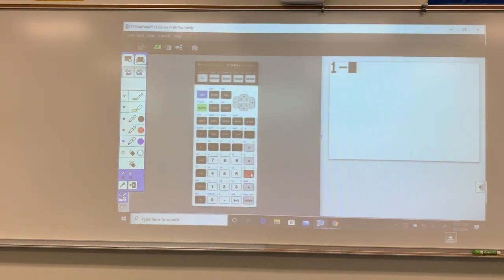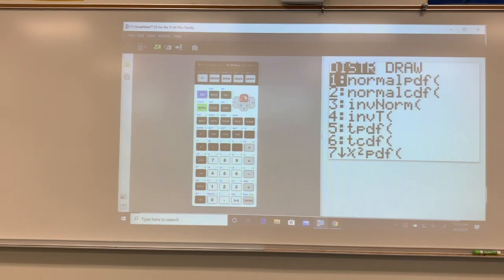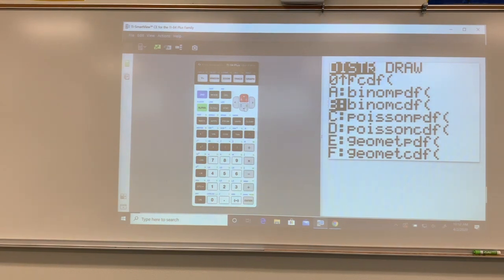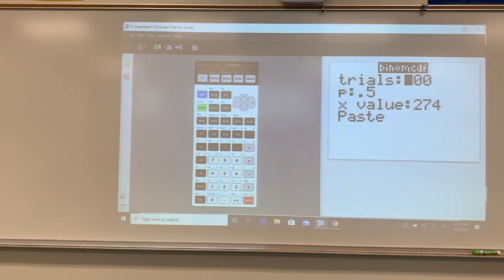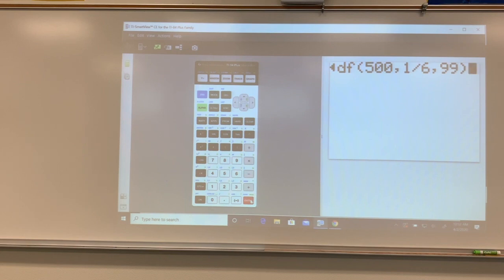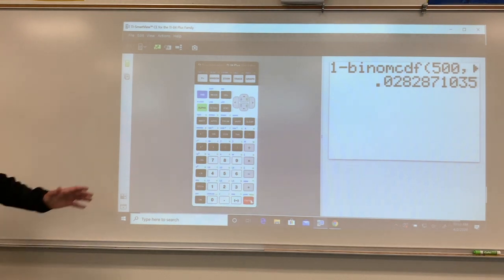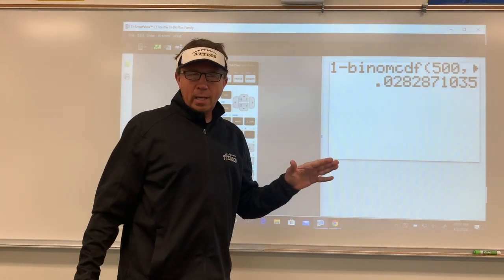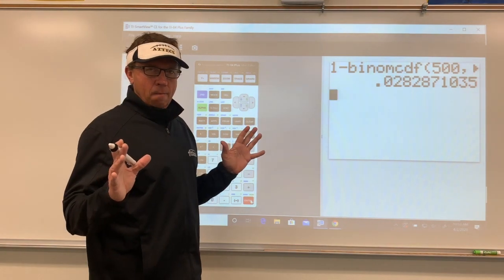Okay, I'm going to go 1 minus second distribution, binomial CDF, and I have 500 trials. The probability of success is 1/6, and I want 99. So I'm going to paste that all together and click it, and there is my exact answer. So the exact answer to this is 0.0283. The other ones were approximations, and they're fine for this.